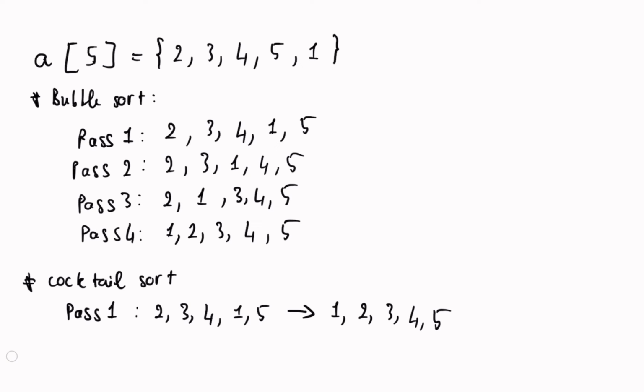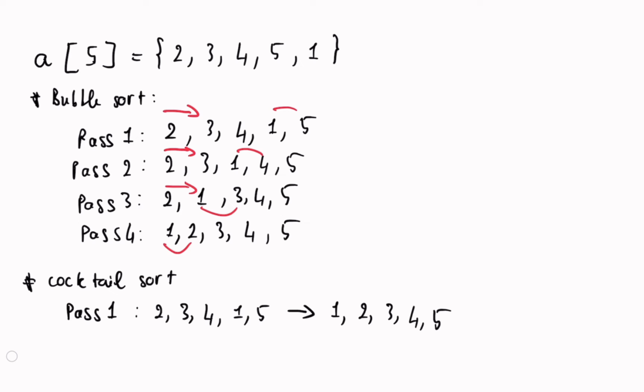Let's consider the array A, which has 5 elements: 2, 3, 4, 5, and 1. To sort this array into ascending order, the bubble sort needs to do 4 passes. In pass 1, it does checking forward, and then it swaps the elements 5 and 1, which are in wrong order. In pass 2, it does checking forward, and then it swaps the elements 1 and 4, which are in wrong order. In pass 3, it does checking forward again, and it swaps the elements 1 and 3, and then the last pass swaps the elements 1 and 2.